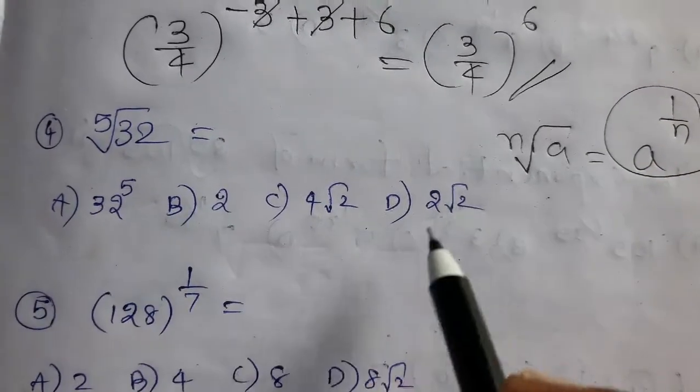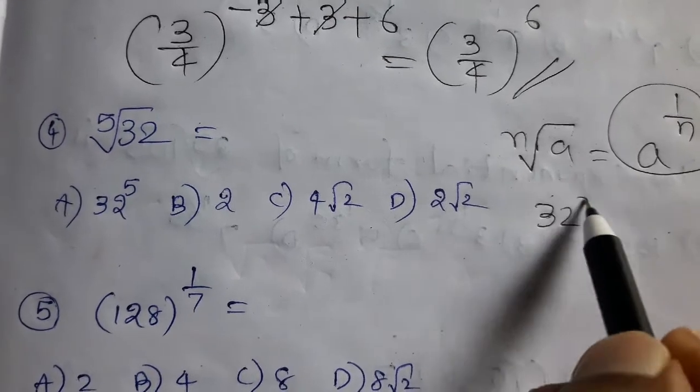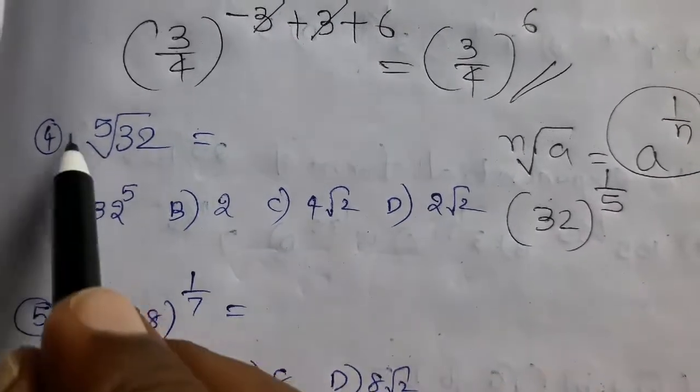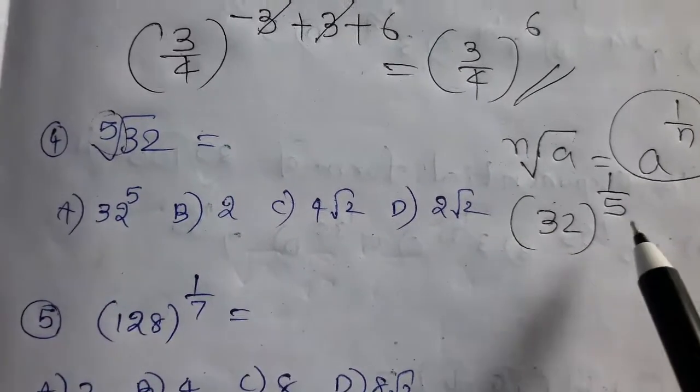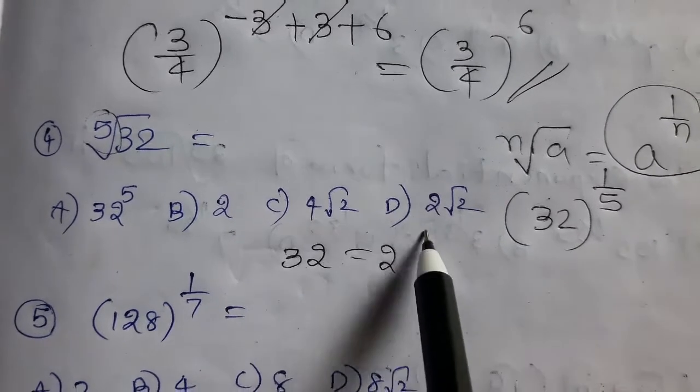Now this can be written as 32 whole power 1 by 5. Here the value of n is 5, isn't it? Now 32 can be written as 2 power 5.